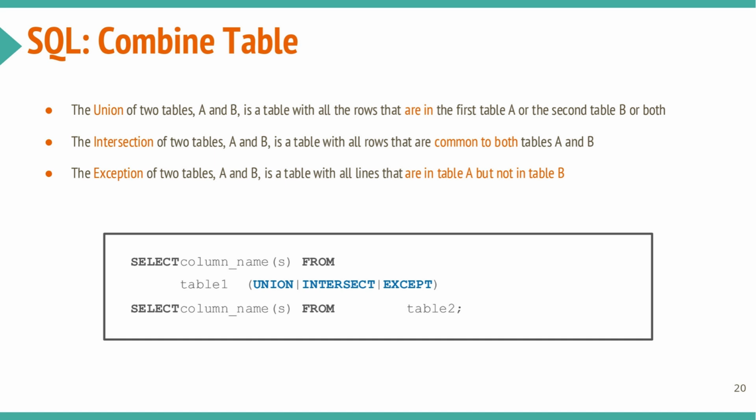Sometimes we want to combine the results of two different select statements. We can use union, intersect, or except. Union gives you all the rows from the first query or the second query. Intersect gives you only the rows that appear in both the first query and the second query. Except, this gives you the rows that are in the first query but not in the second query.